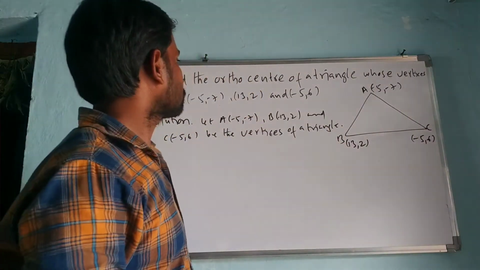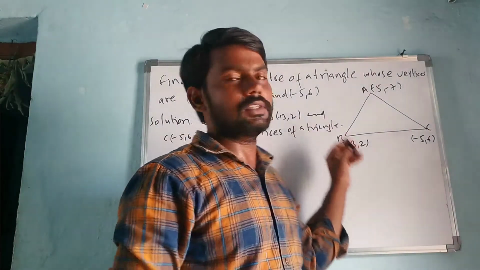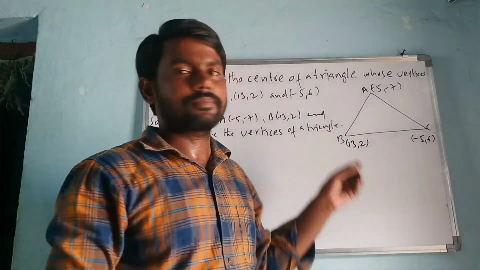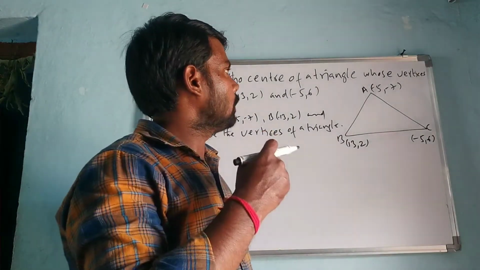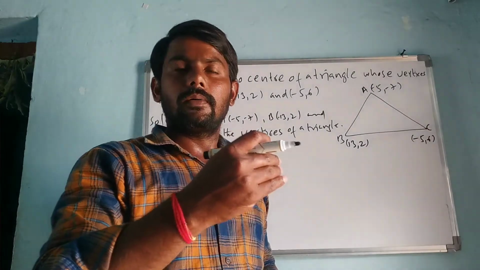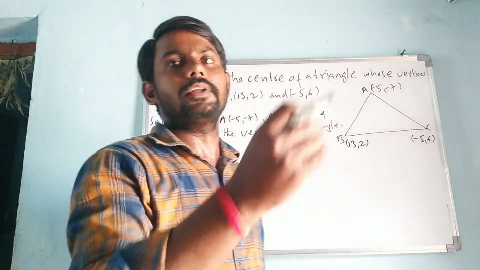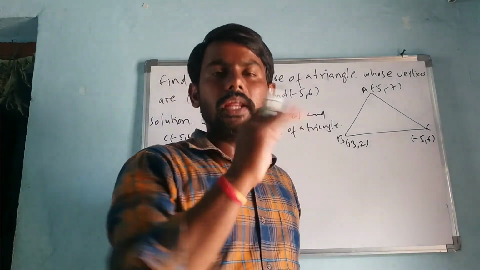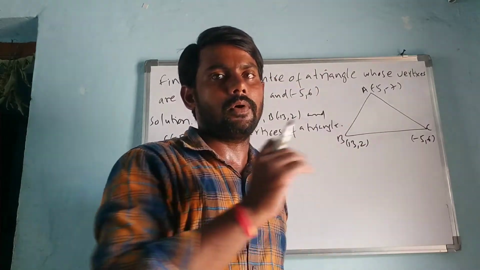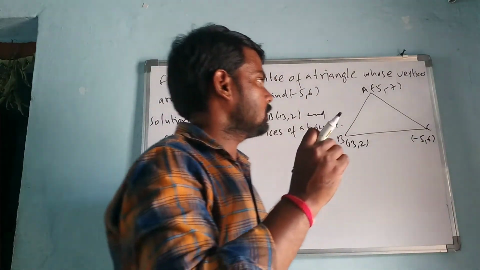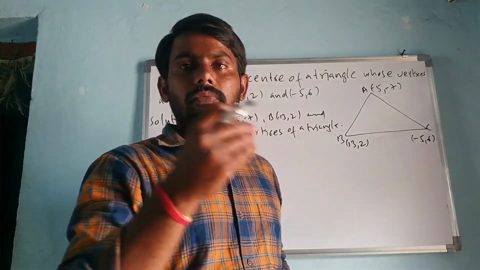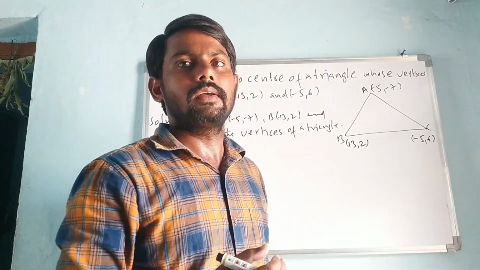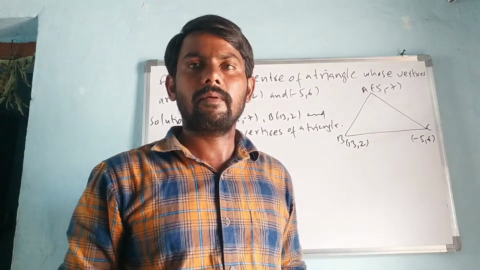Here we have to find the orthocenter. As I already told, the orthocenter is nothing but the point where all three altitudes of a triangle intersect. That point is called the orthocenter of the triangle. So clearly, the three altitudes are meeting at a point. From this concept, we have to find the equations of any two altitudes of the triangle. Then you can easily find the orthocenter of the triangle.